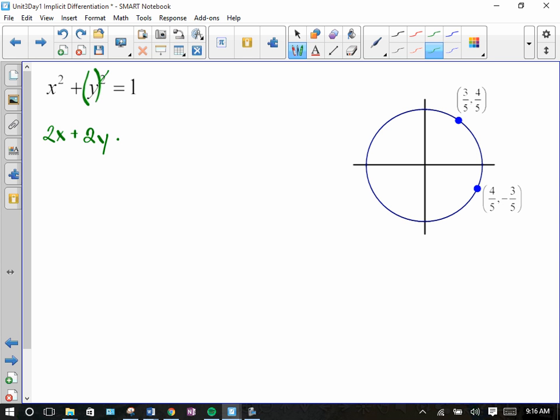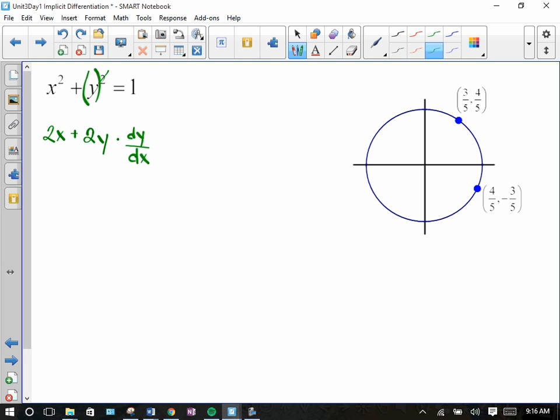Y is a function. So think of y in terms of a function. So the derivative of f of x would be y prime, or we're going to tend to write it dy dx. Now remember, it's the same way. What is the derivative of y? Well, it's dy dx equals this.